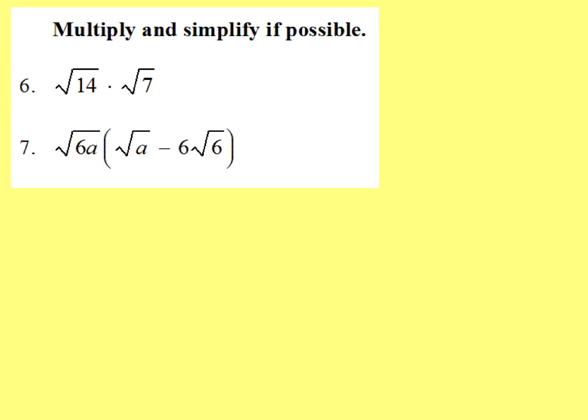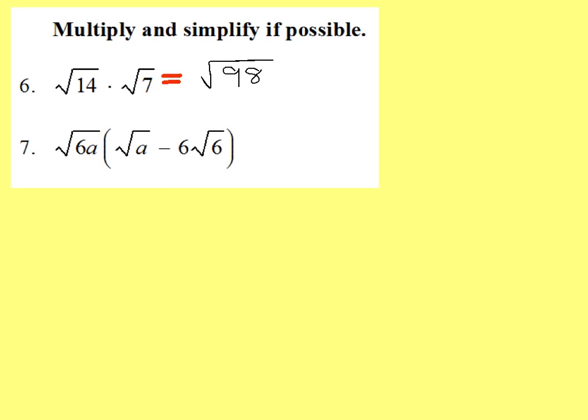Number 6 and 7. These say multiply and simplify if possible. In order to multiply, you need the same index. Our indexes are 2 and 2, so we're able to multiply here. So for number 6, multiplying these together, we get the square root of 7 times 4 is 28, 28 times 7 is 196... 7 times 14 is 98.